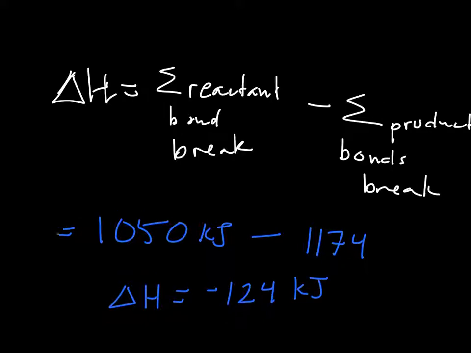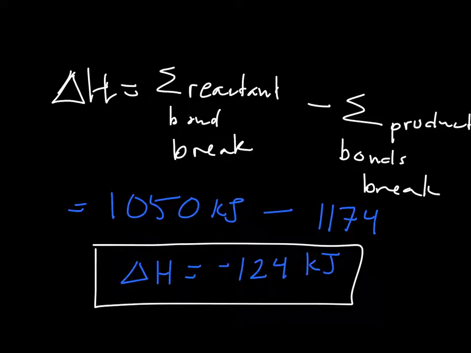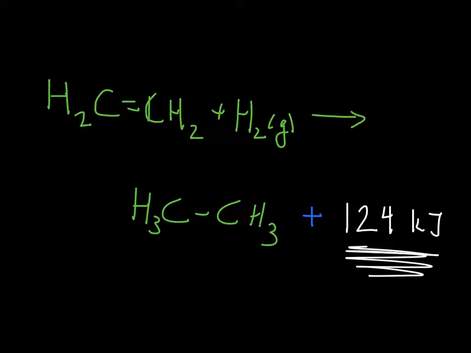Okay, so when we look at this negative answer right here, the negative means that it is energetically favorable. Negative means exothermic, which means you're going to get energy, exo, exit. You're getting energy out of this, which means it's more energetically favorable. So when we calculated it as negative, it meant that we're going to get 124 kilojoules on the right-hand side of our equation. Because it's exothermic, energy is going to be a product of the reaction.